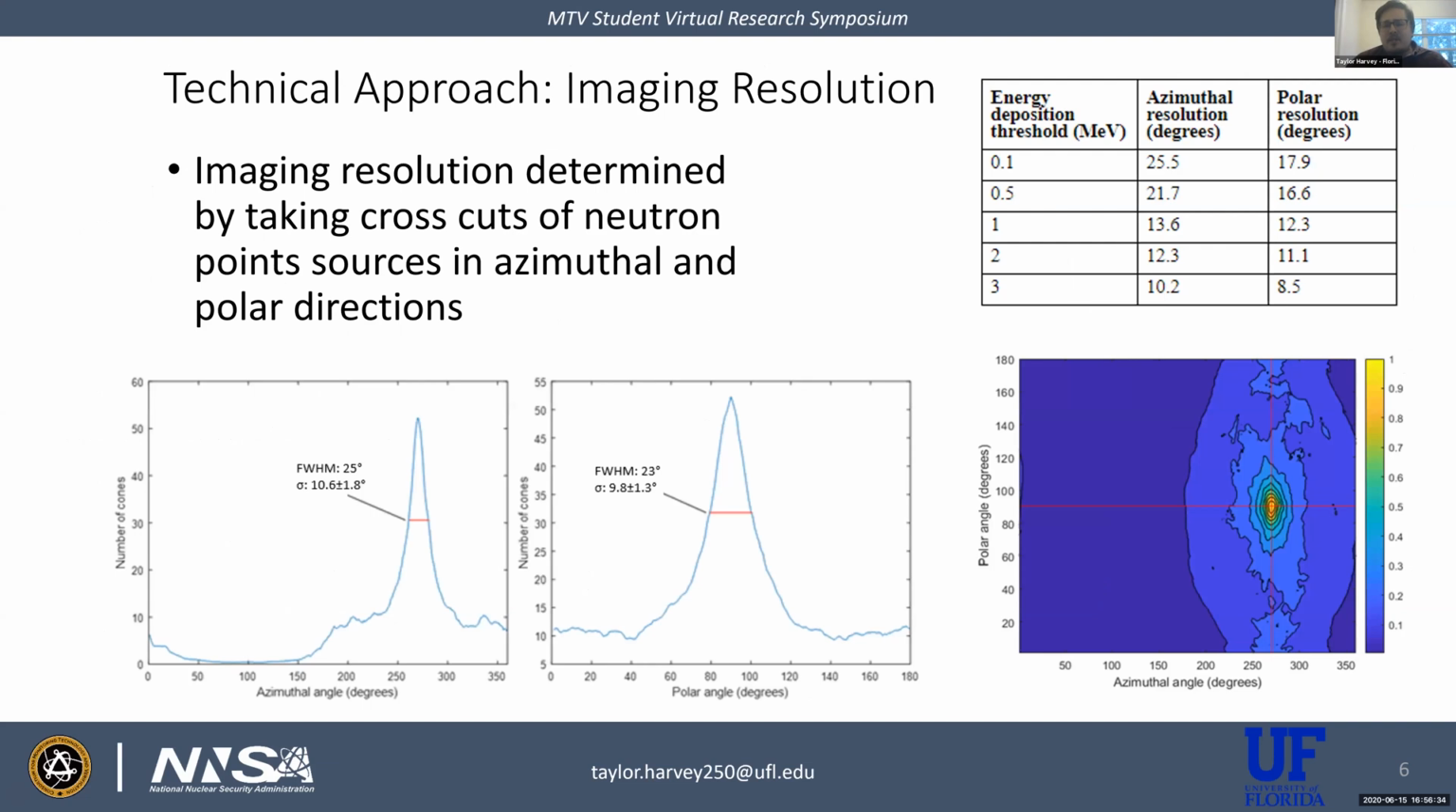A little bit about imaging resolution. This is needed to explain the geometry effects later. Basically, to determine the imaging resolution, you just take these crosscuts of your image, whatever that may be. Essentially, it's easier to find sources with a lower imaging resolution. And I've divided this separately into azimuthal and polar resolutions.